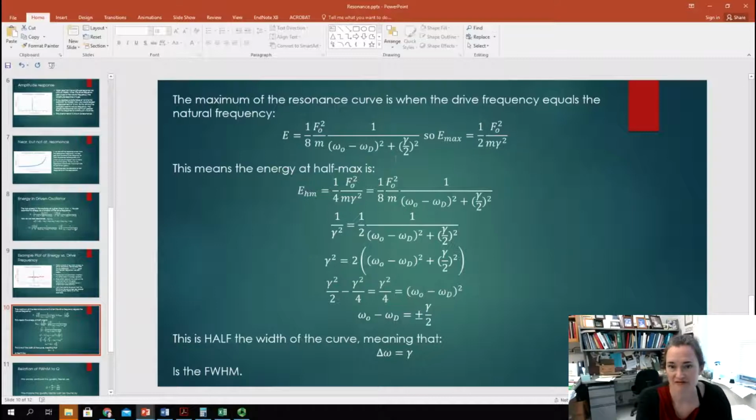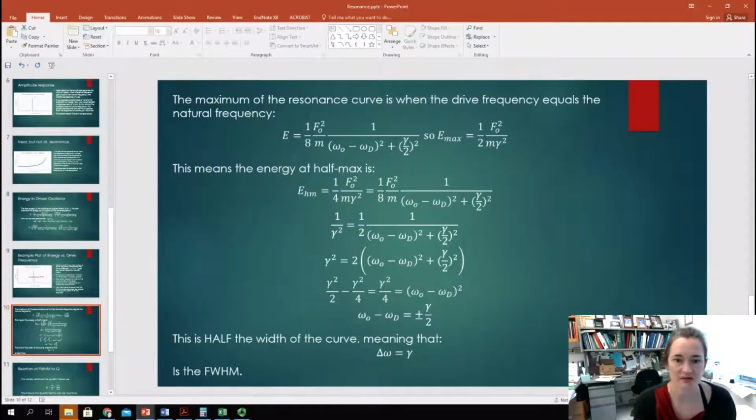Now, I'd need half of that because I want to know what omega drive is when I'm at half of this maximum energy. So that means that at half max it would be 1/4 F naught squared over m gamma squared. Now I'm going to set that equal to my energy equation, and solve for what omega drive is when it's at that value of the energy. So I have 1/4 F naught squared over m gamma squared is equal to 1/8 F naught squared over m times 1 over omega naught minus omega drive squared plus gamma over 2 squared.